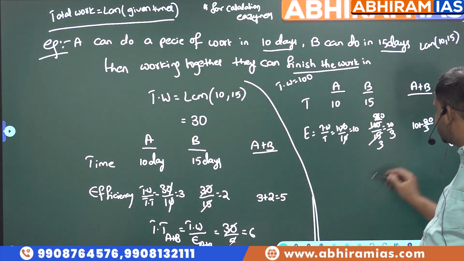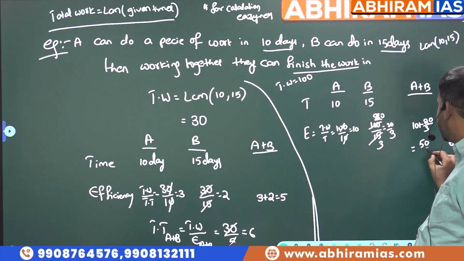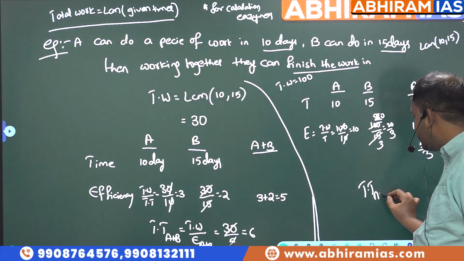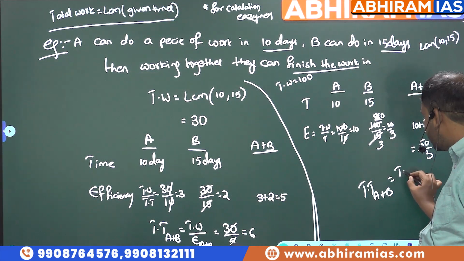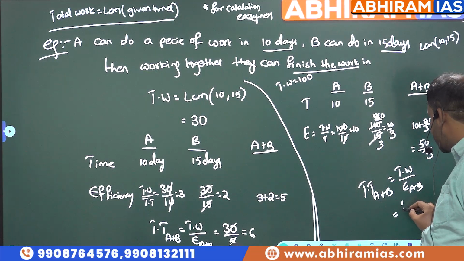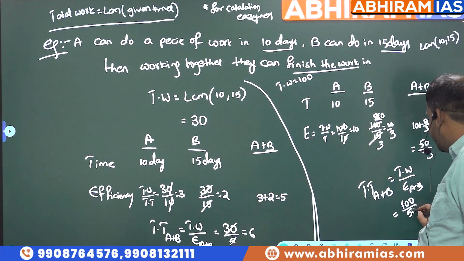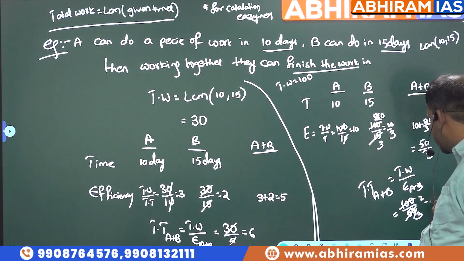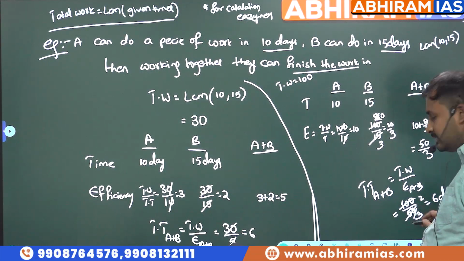10 and 20 by 3. So it will become what? 50 by 3. 50 by 3. Now time taken by A and B together is equal to what? I will write: total work by efficiency of A and B together. So that means 100 by 50 by 3. So this will become 6 days.